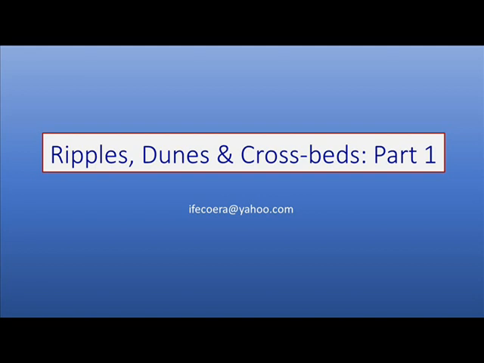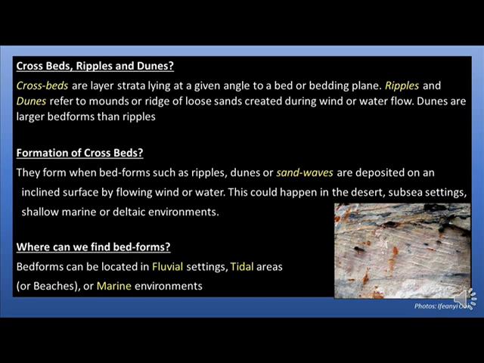This clip will focus on ripples, dunes, and crossbeds. A crossbed is a layered strata lying at a given angle to a bed or a bedding plane. On the other hand, ripples and dunes are actually bed forms, which take the shape of a mound or ridge of loose, unconsolidated sands created during the movement or flow of a given media such as wind or water. For the most part, dunes are larger bed forms than ripples.